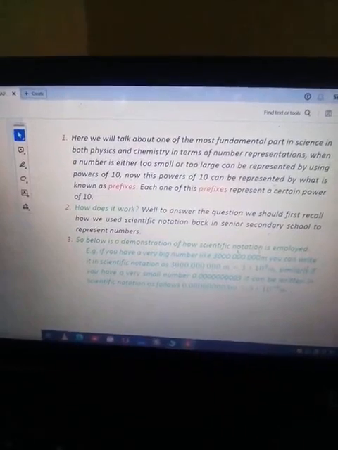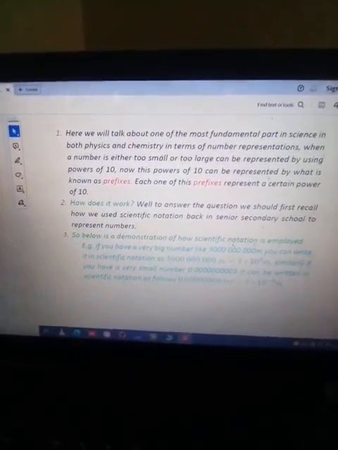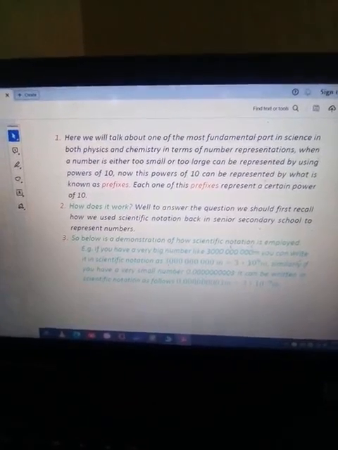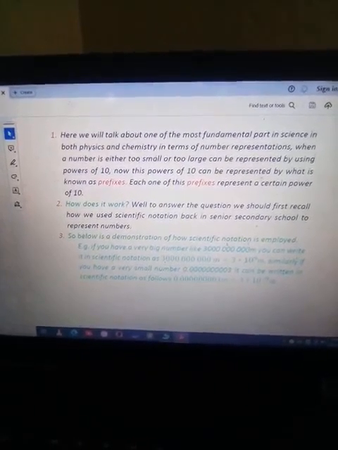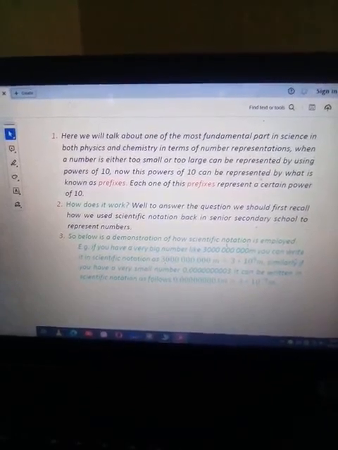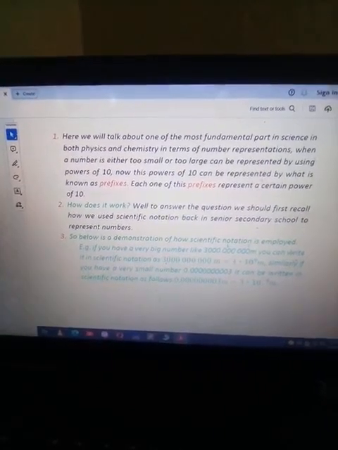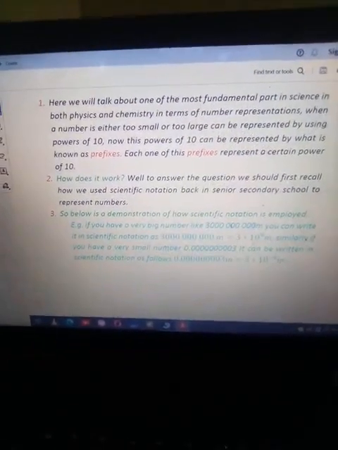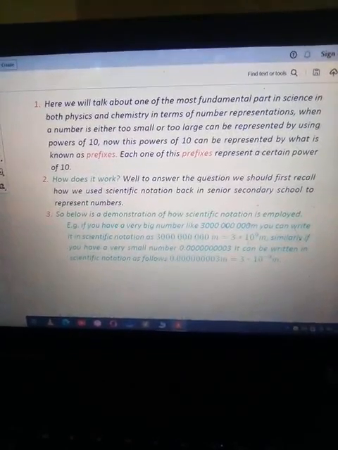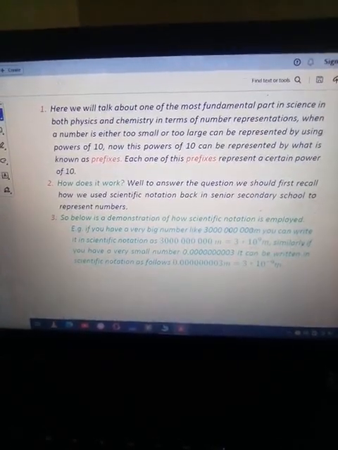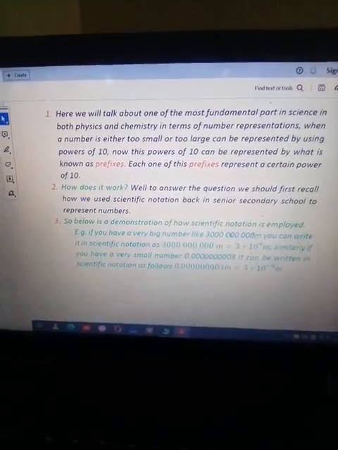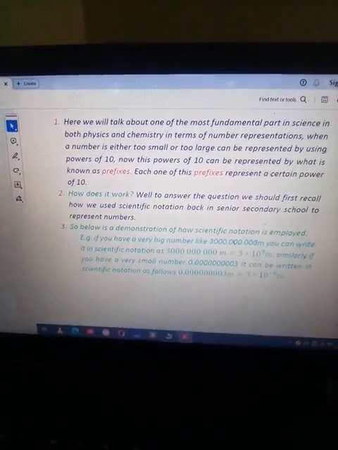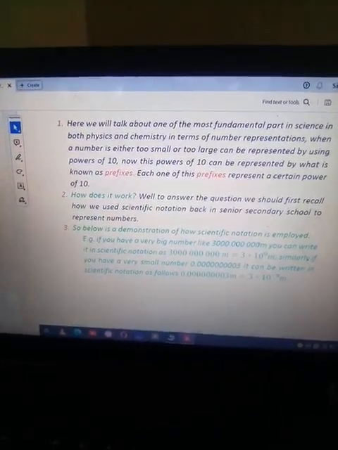Here we'll talk about one of the most fundamental parts in science, in both physics and chemistry, in terms of number representations. When a number is either too small or too large, it can be represented by using powers of 10. Now these powers of 10 can be represented by what is known as prefixes. Each one of these prefixes represents a certain power of 10. How does it work? Well, to answer the question, we should first recall how we used scientific notation back in senior secondary school to represent numbers.